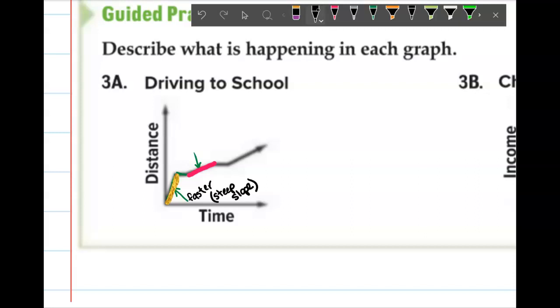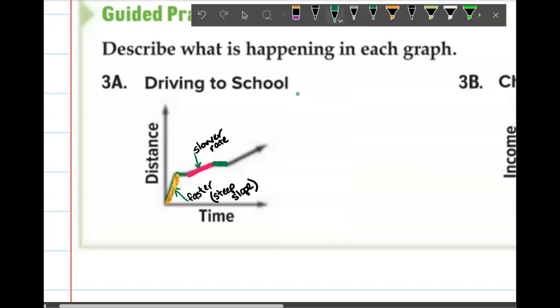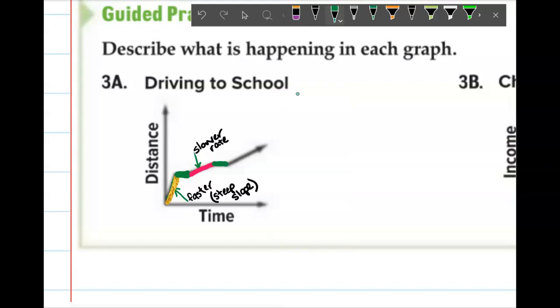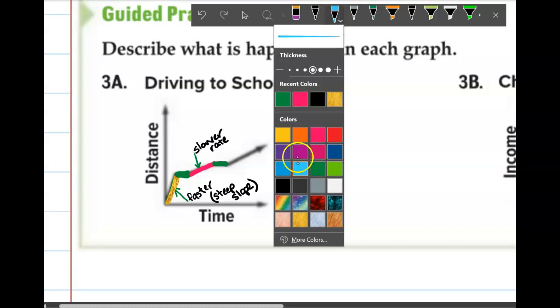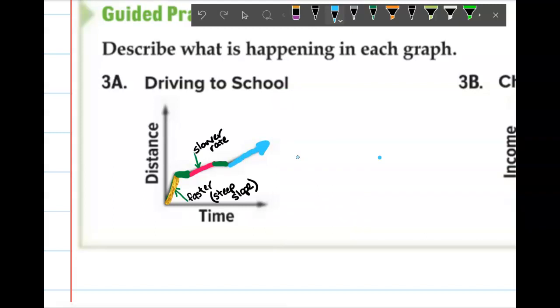Compared with the pink, they were still moving away, but at a slower rate because that has a smaller slope is what I'm trying to say. And then these two green pieces here, they weren't moving at all, because the slope is 0. And then finally, the slope is going up again, so the person driving to school is now getting further away from home.